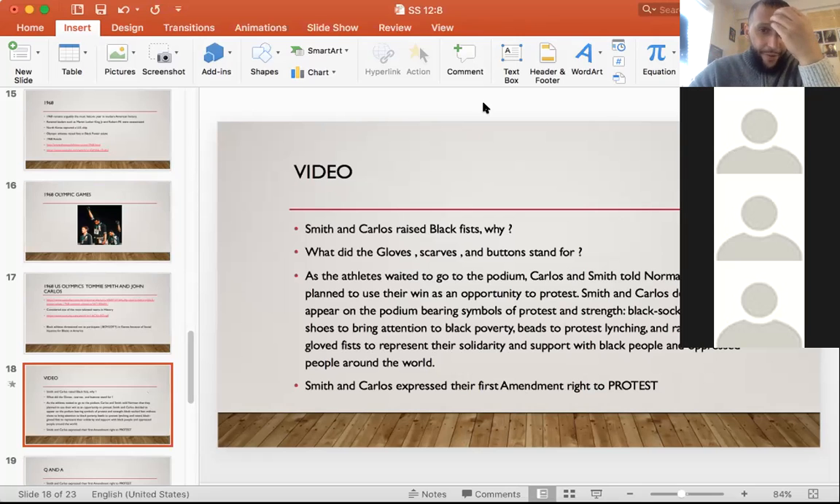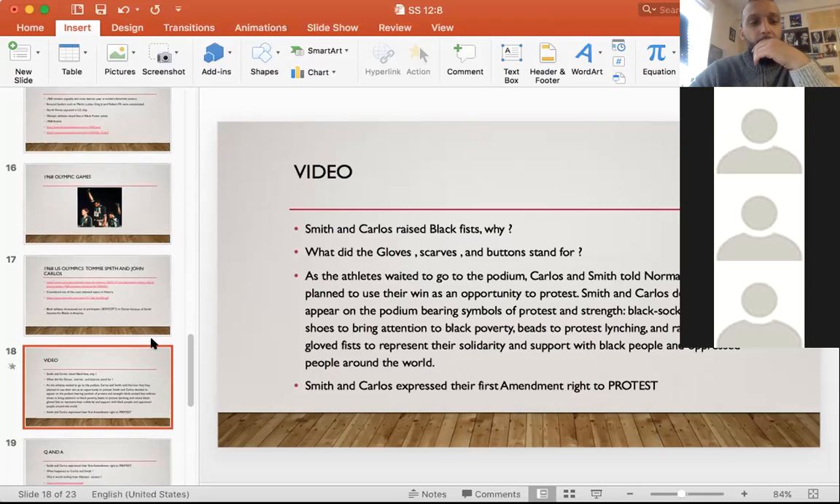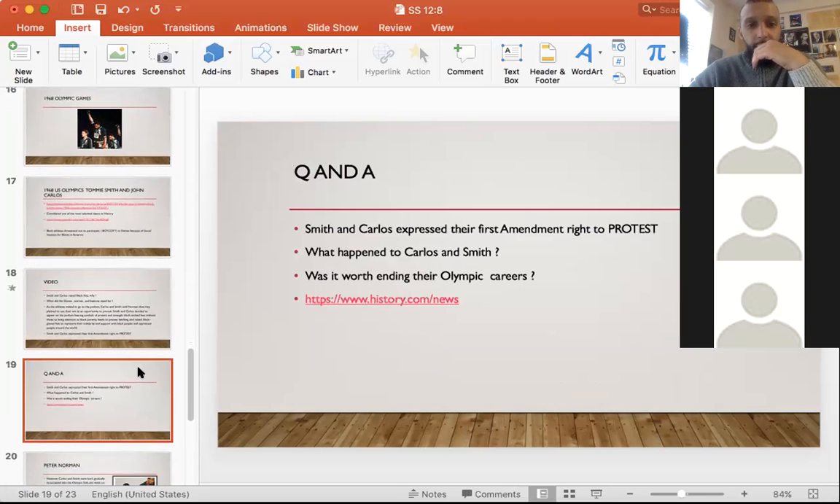What happened after these guys protested? What were they told to basically do? They used their First Amendment right to protest. What happened to John Carlos and Tommy Smith?